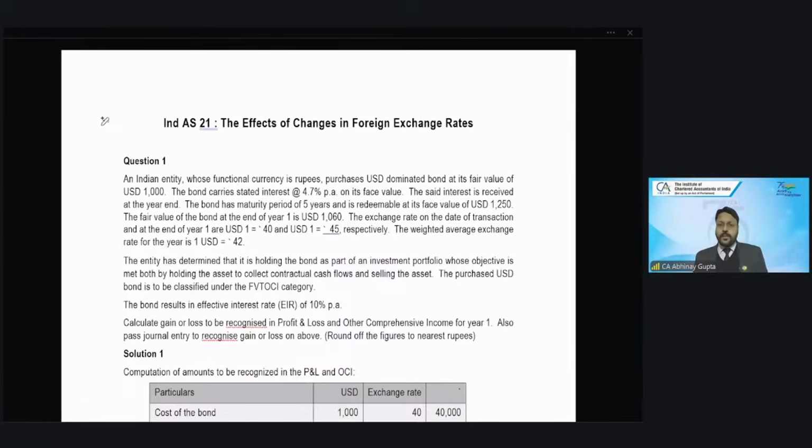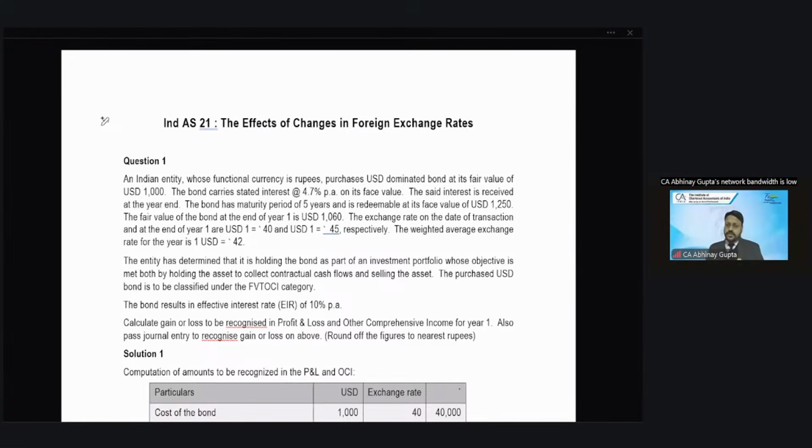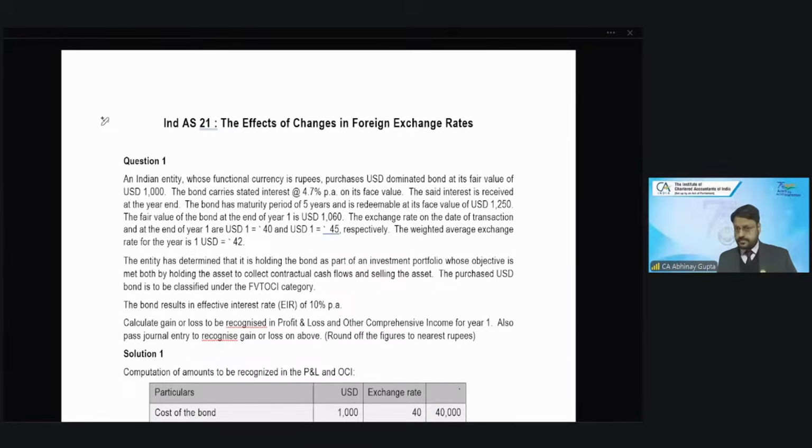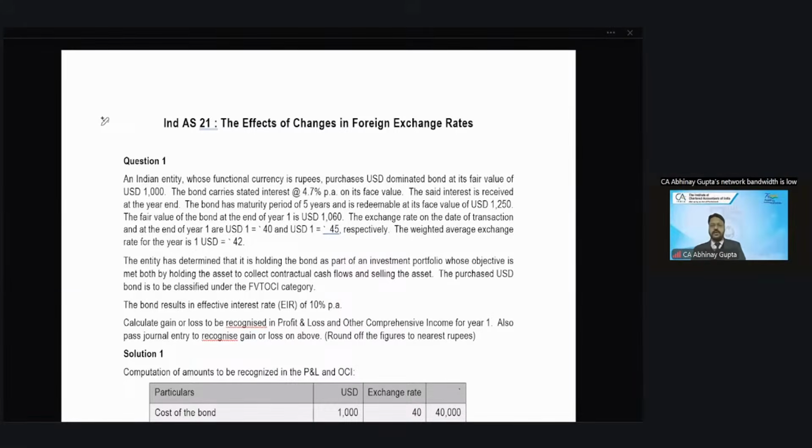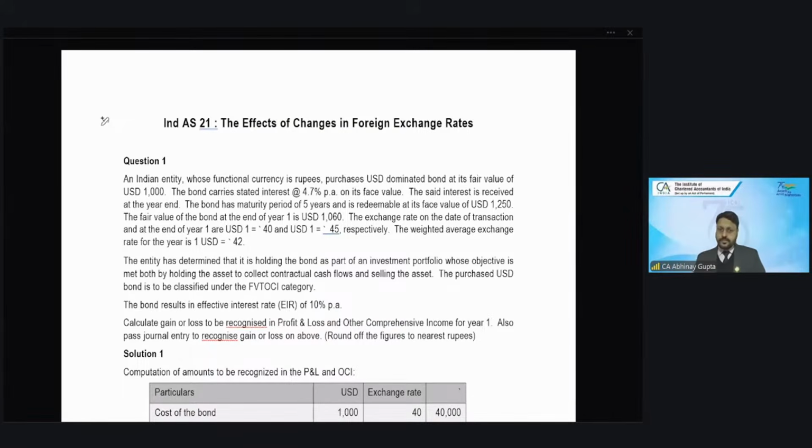But how to determine the functional currency? How did you determine functional currency? Are you able to recall anything from your main session? So there were two sets of indicators. One is the primary, another is the secondary. Recalling? Yes, sir. Mainly influencing the sales of the goods and services. That is a primary indicator. Then competitive forces and regulation mainly determine the sales. Correct. So there are sets of primary indicators and secondary indicators.